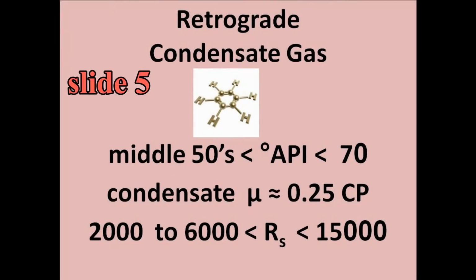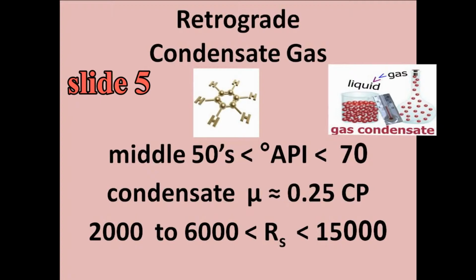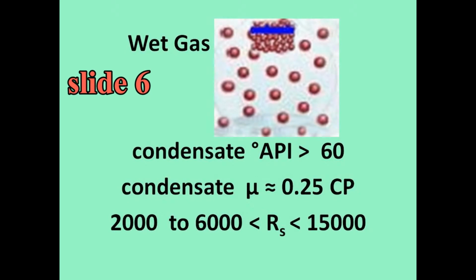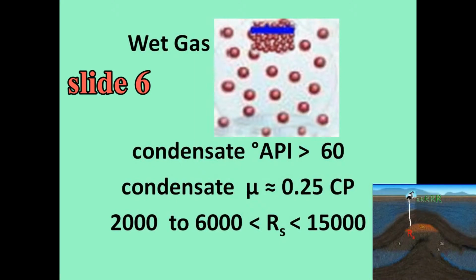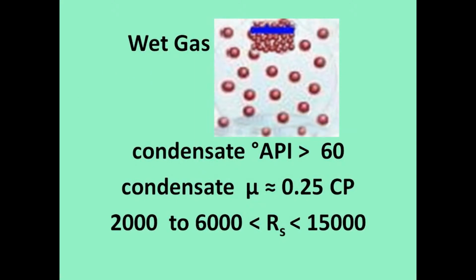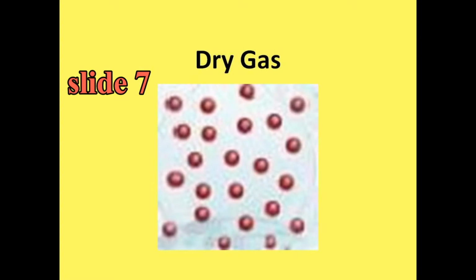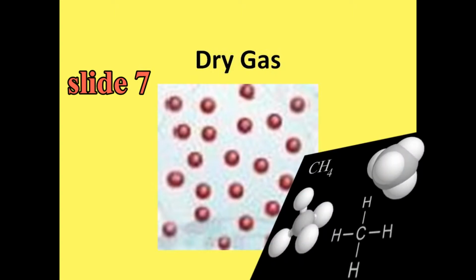Slide 5 shows the classification of retrograde condensate. In the reservoir, condensates are gaseous, but the gas liquefies and the condensates drop out at surface temperatures. In slide 6, wet gas is in a gaseous state in the reservoir, but some condensate, which may include water, will form at the surface. Slide 7 represents the classification of dry gas. Made up mostly of methane, dry gas produces no condensate.